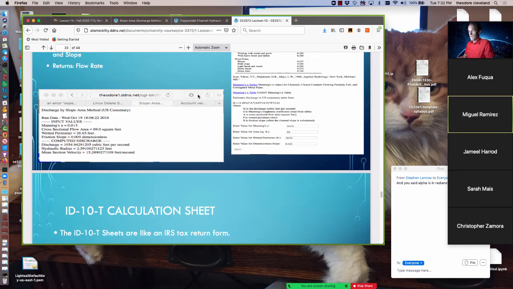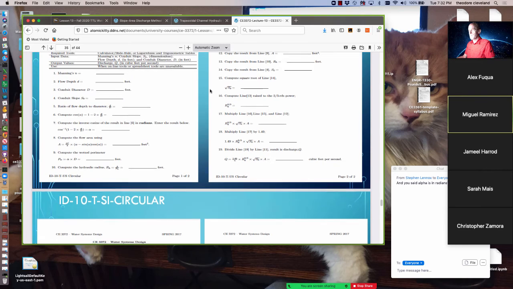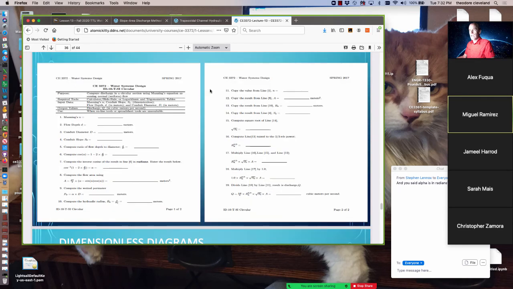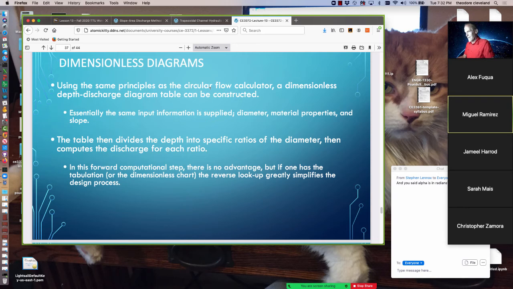So there's our online calculator. We've seen the ID10T sheet for circular and SI, and then dimensionless diagrams is the last thing I'm going to talk about in normal flow. Using the same principles as the circular flow calculator, or any of the calculators for that matter, a dimensionless depth discharge diagram table can be constructed.